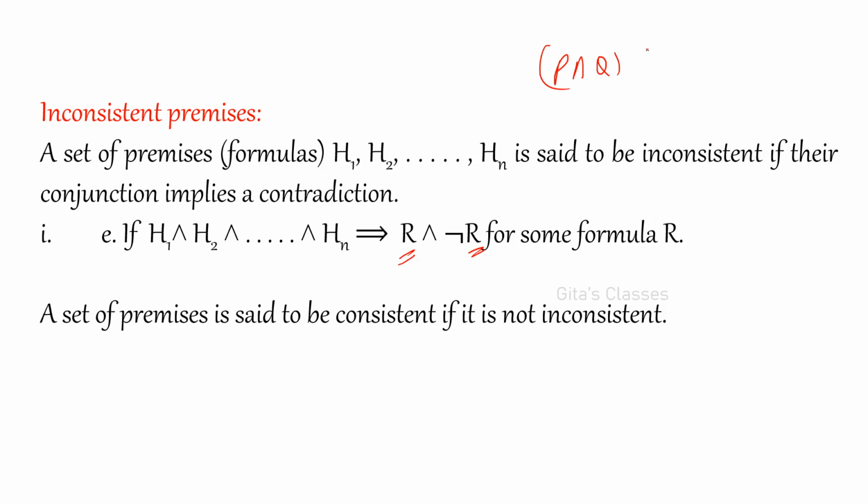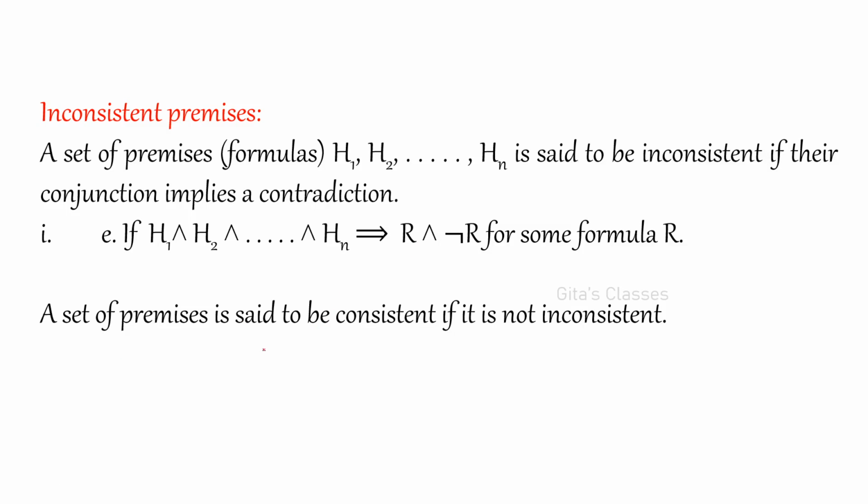P and Q and not of P and Q. This is an example I am giving. In the place of R, here this P and Q is represented by R. It need not be a single variable. It can be a formula also. That is why I have written for some formula R. Okay, it need not be a single variable, right?